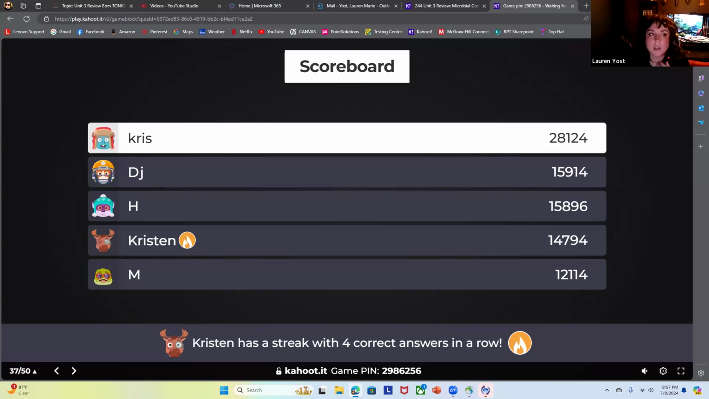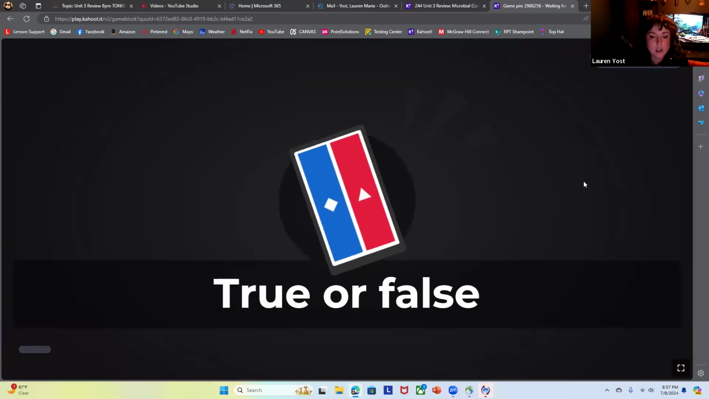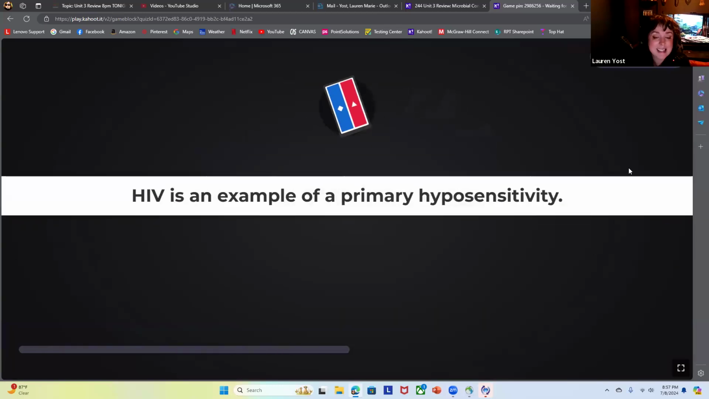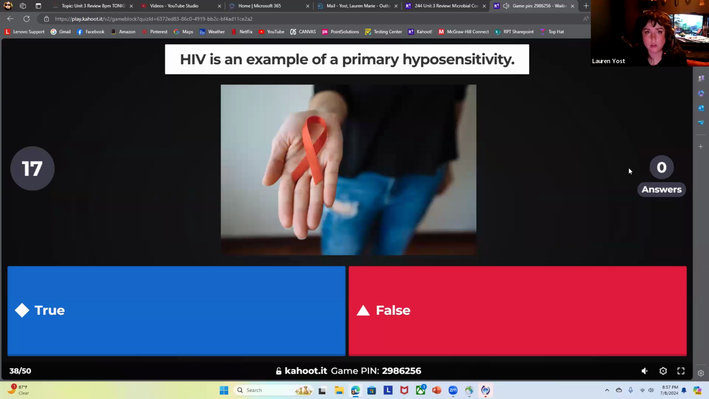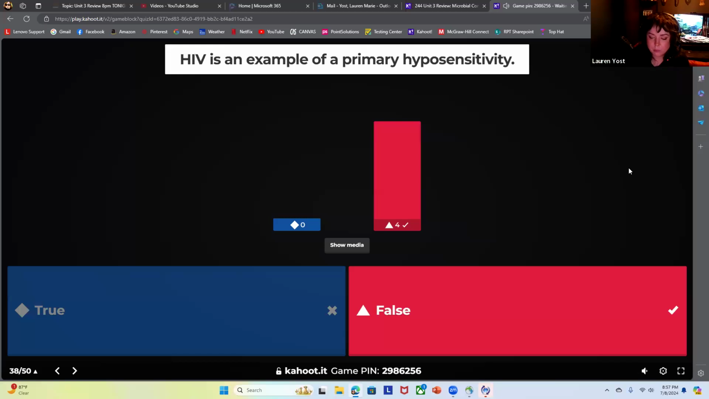All right. Let's go on to the next question. True or false? HIV is an example of a primary hyposensitivity. We're talking about HIV infection. I'll be clear here, I'm not trying to trick you with the HIV versus AIDS. So you think of HIV into AIDS. Is that a primary hyposensitivity? HIV developing into AIDS.